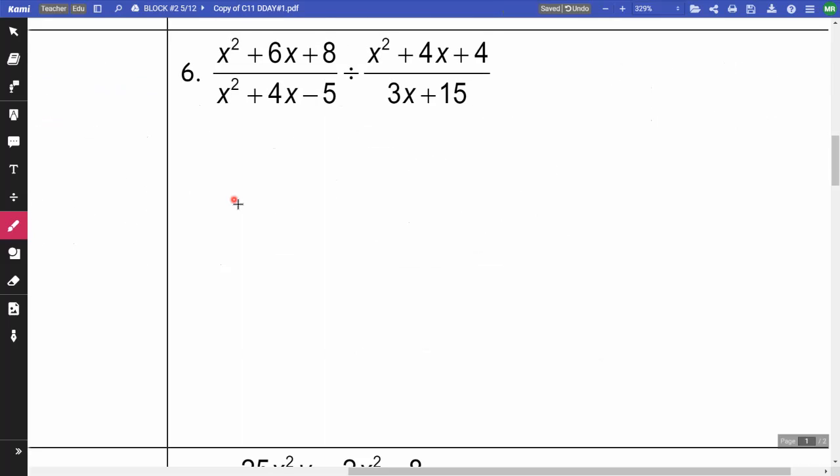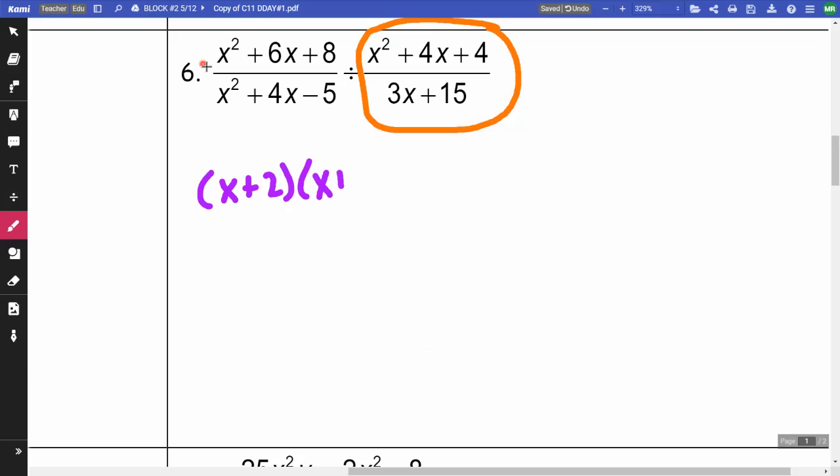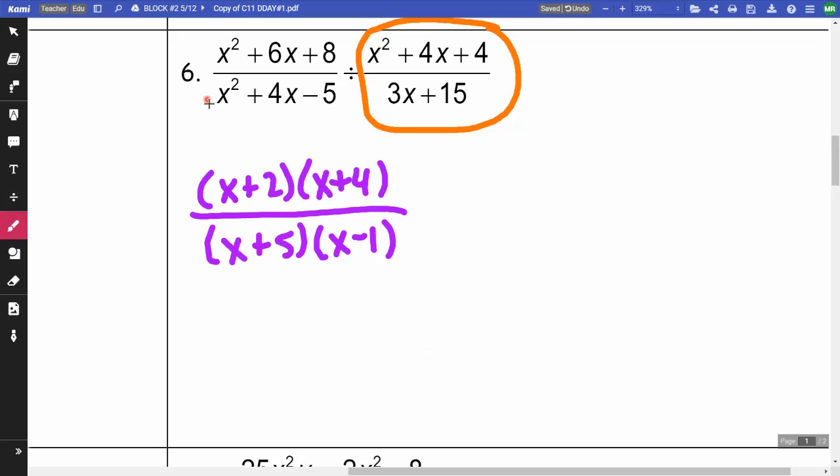On number 6, this is a division. So what I'm going to do here in a second is this is going to be flipped. It's going to become multiplied by that reciprocal. But let's first factor the first fraction here. So this x squared plus 6x plus 8, what multiplies to 8 and adds to 6? Well, that's a 2 and a 4. On the bottom, what multiplies to a negative 5 and adds to a 4? Well, that's going to be an x plus 5 and an x minus 1.